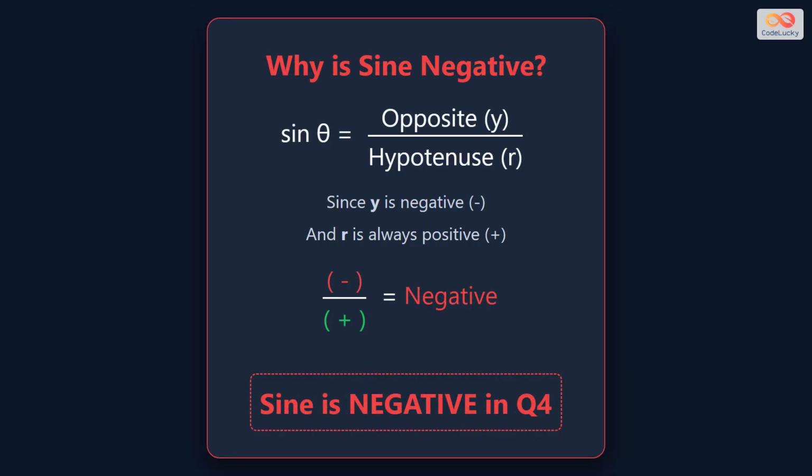Now consider sine. Sine is the opposite side, y, over the hypotenuse, r. Here, our y value is negative because we are below the x-axis. Since r is positive, we have a negative divided by a positive. This results in a negative value. So, sine is always negative in Quadrant 4.